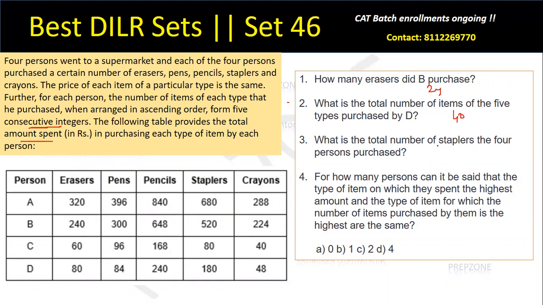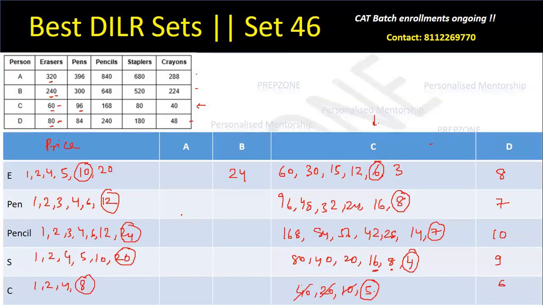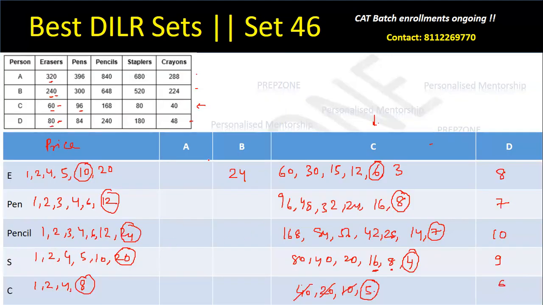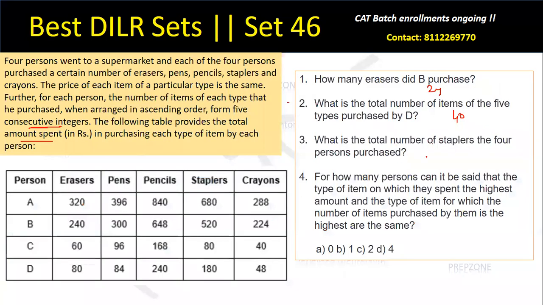What is the total number of staplers the 4 purchased? Stapler का मुझे क्या चाहिए? Total count चाहिए, right? तो देखते हैं staplers में A का है 680. So 680 by 20 is what? This will be 34, right? If this is 34, this will be 26, 4 and 9. So the sum is 30, 30, 64 and plus 9, 73. The sum is 73. So see, without even filling the entire table, मैंने 3 question तो कर लिया.